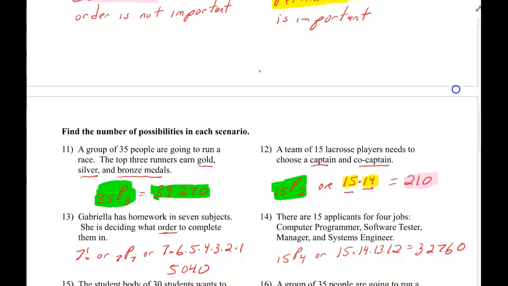For problem 13, again, it says order is important. So you're lining up your 7 different homework assignments. You could do 7 times 6 times 5 times 4 times 3 times 2 times 1. Some people realize that that is the same as 7 factorial. And I know there are some students in class who like 7 permute 7. All three ways get you 5040.